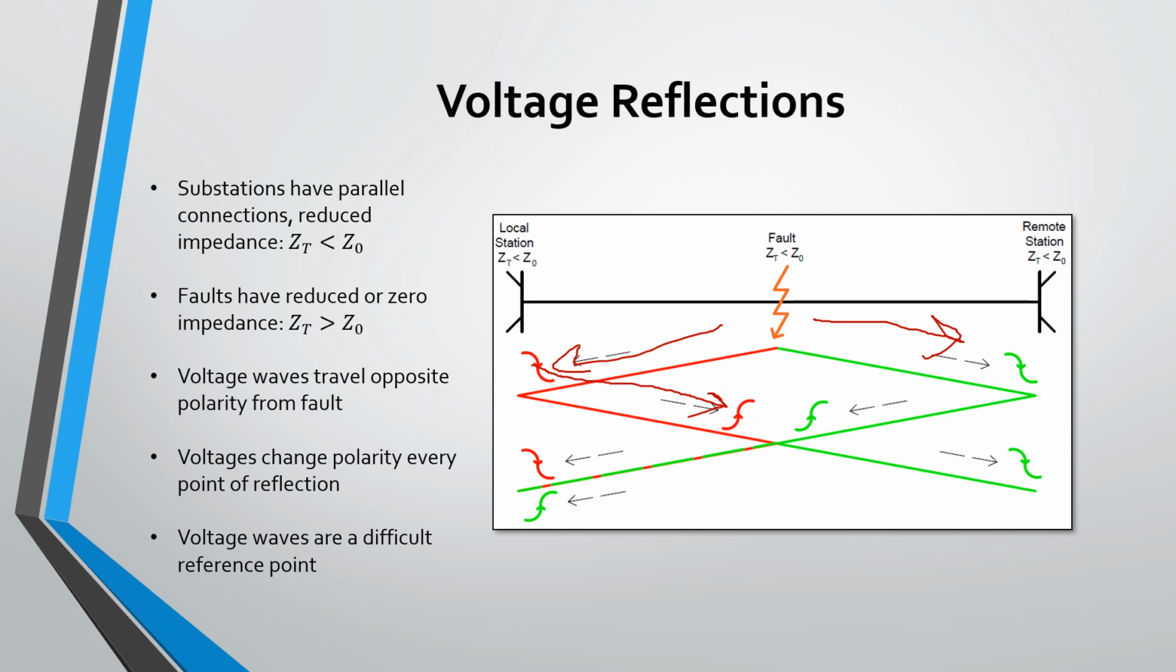This pattern continues, and the voltage flips its phase each time it reflects from the fault to the substation and back and forth again. So the phase always changes. This makes voltages hard to use as a reference point.